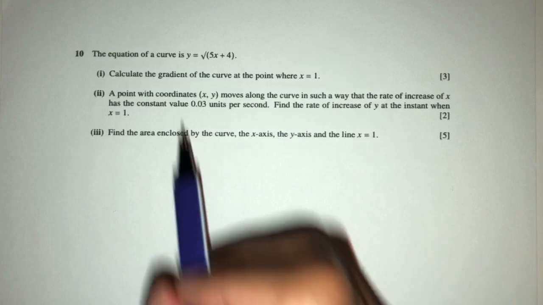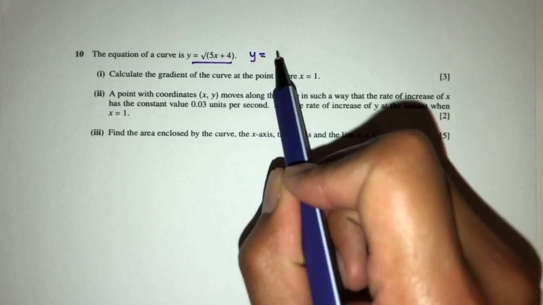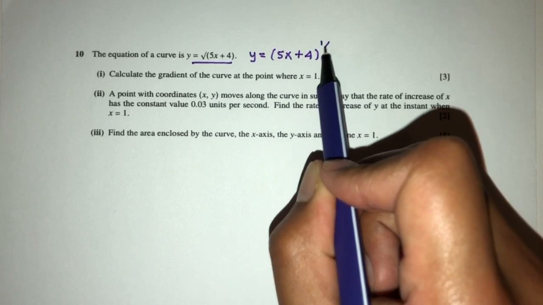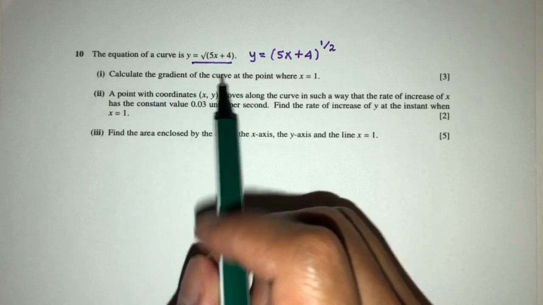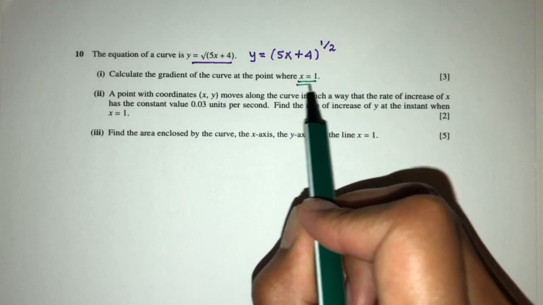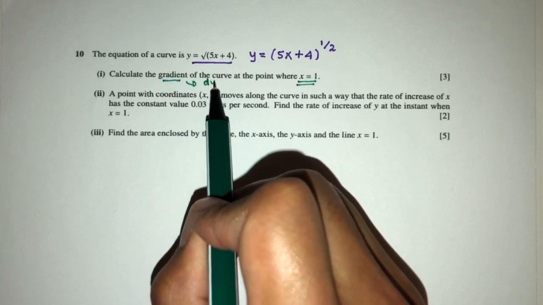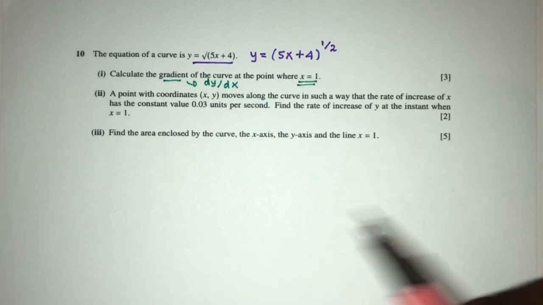The equation of a curve is y equal to this. Now again, the first thing I like to do is to rewrite this as (5x plus 4) to the power half. Now, we have to find the gradient of the curve at the point where x equals 1. The gradient is simply dy by dx at the value of x equal to 1. So let's first find dy by dx.